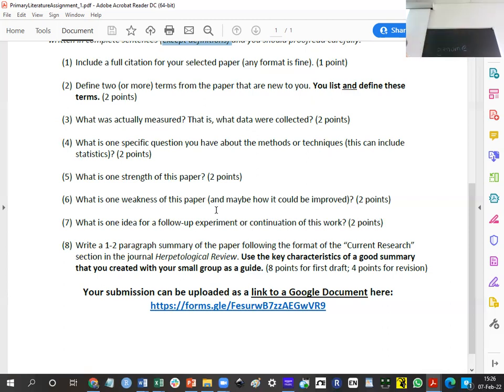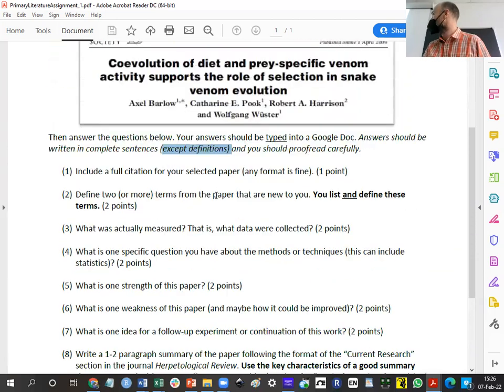The first draft of this is going to be worth 8 points. We're going to either do a workshop in class or you're going to get some feedback, and then you'll have a chance to revise it, and that will be for 4 more points. So it's a more involved writing assignment where you have a first draft, you get some feedback, and you do a second draft, and altogether the whole primary lit assignment is 25 points.